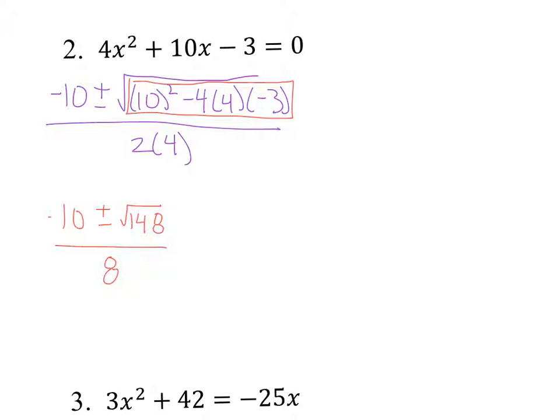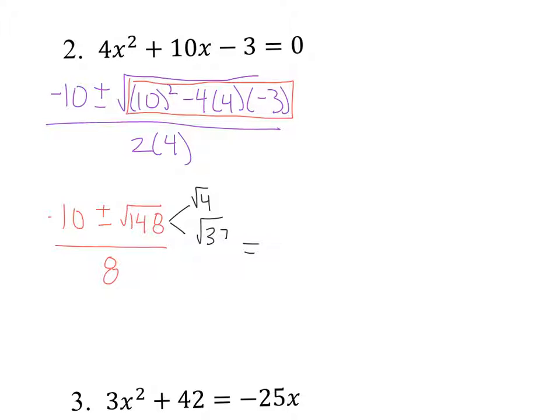So I'd probably start with 64. Nope, doesn't work. Then I would do 49. Nope, it doesn't work. Then I would do 36. Nope, doesn't work. Then I would do 25. Nope, doesn't work. Then I would do 16. Nope, it doesn't work. 9. No. 4. So I can write this as the square root of 4 and the square root of 37.